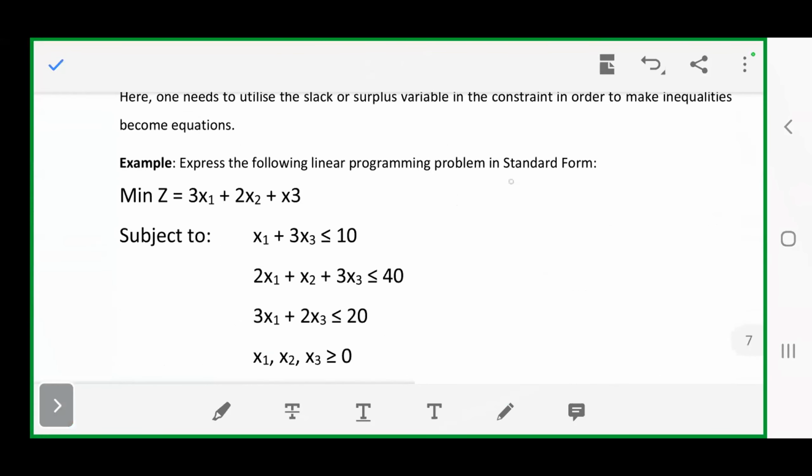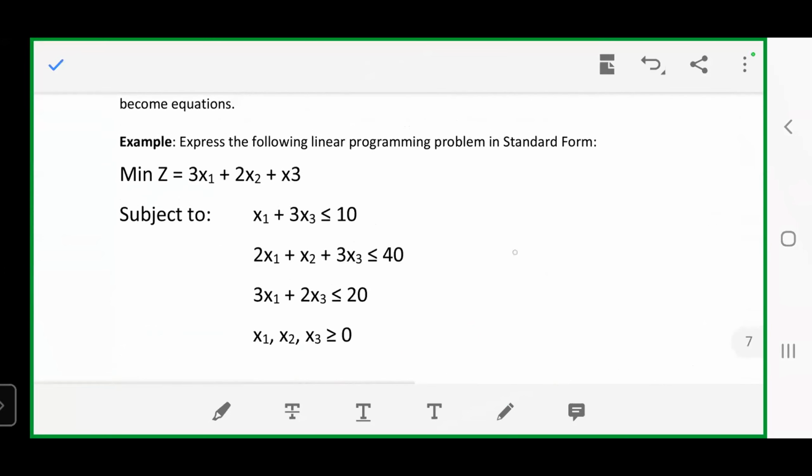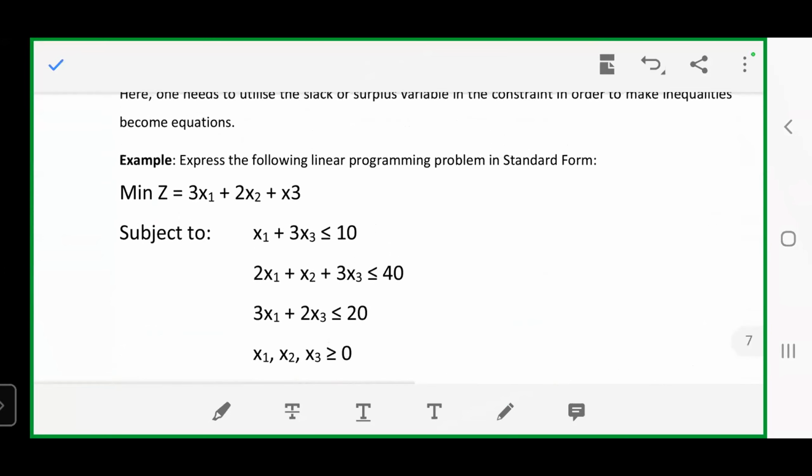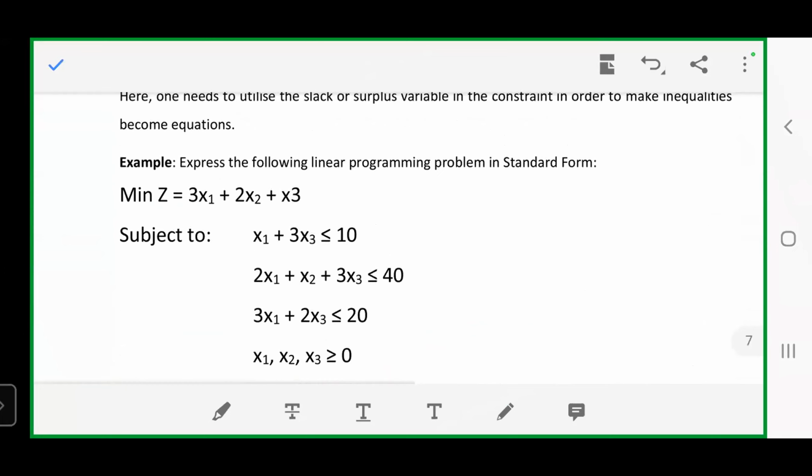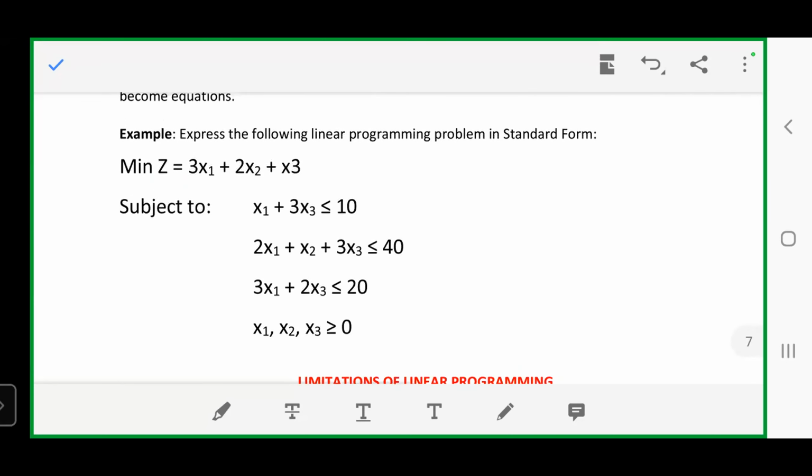So let us examine a question. It's quite a simple question, but this is how the question usually comes. They will just ask us to express the following linear programming model in standard form. That is usually what the question says. And if such is given, this is what they will give to you.